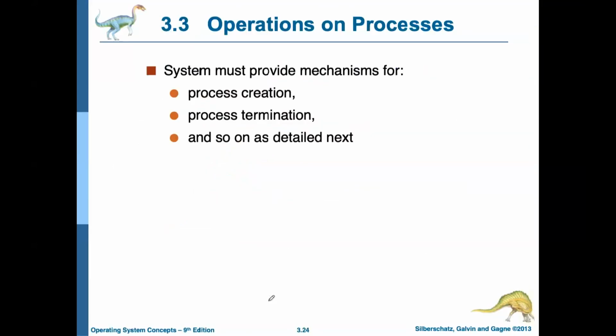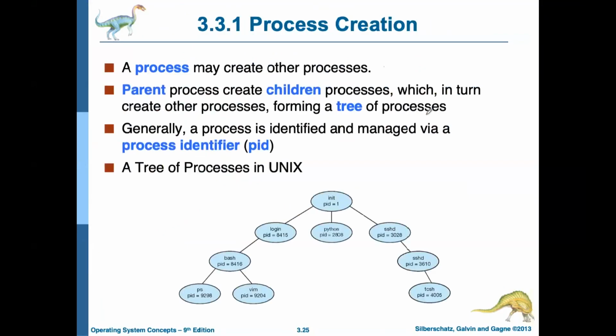Okay, operations on processes. The system must provide mechanisms for process creation, termination, and so on, as I will explain in detail later. Process creation: a process may create other processes. A parent process creates a child, of course, which in turn creates other processes, forming a tree of processes. They will create such a tree like the example below.